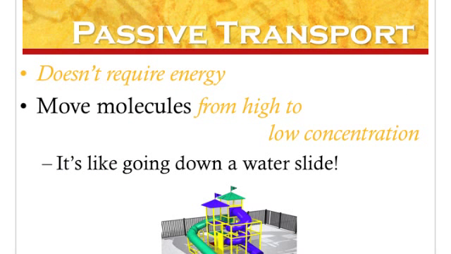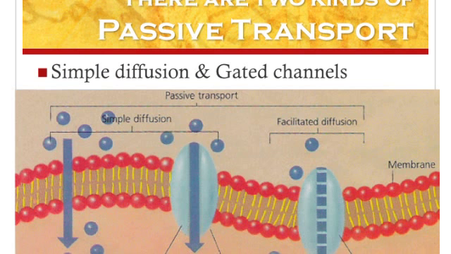Now let's look at passive transportation. It does not require energy. It moves molecules from high concentrations to low concentrations. An example is simply going down a water slide. This is a simple example because you're going from up to down, or running down a hill.